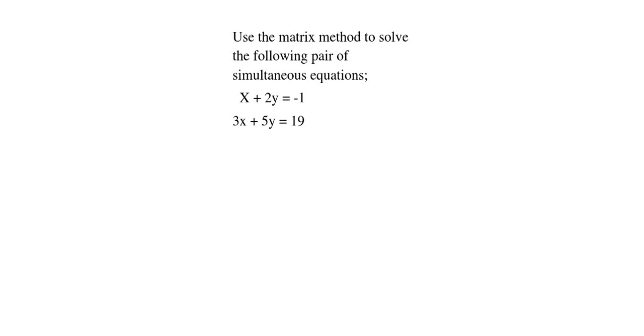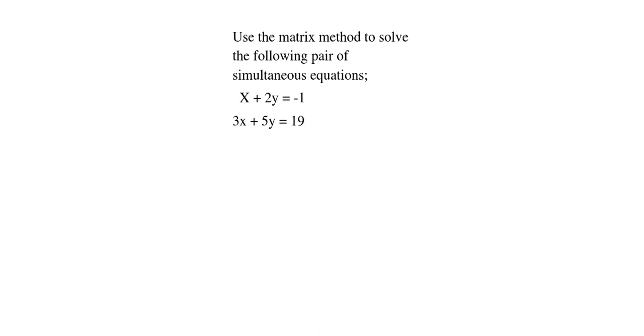Use the matrix method to solve the following pair of simultaneous equations. We have x plus 2y is equal to -1, and we have 3x plus 5y is equal to 19. We are using the matrix method.